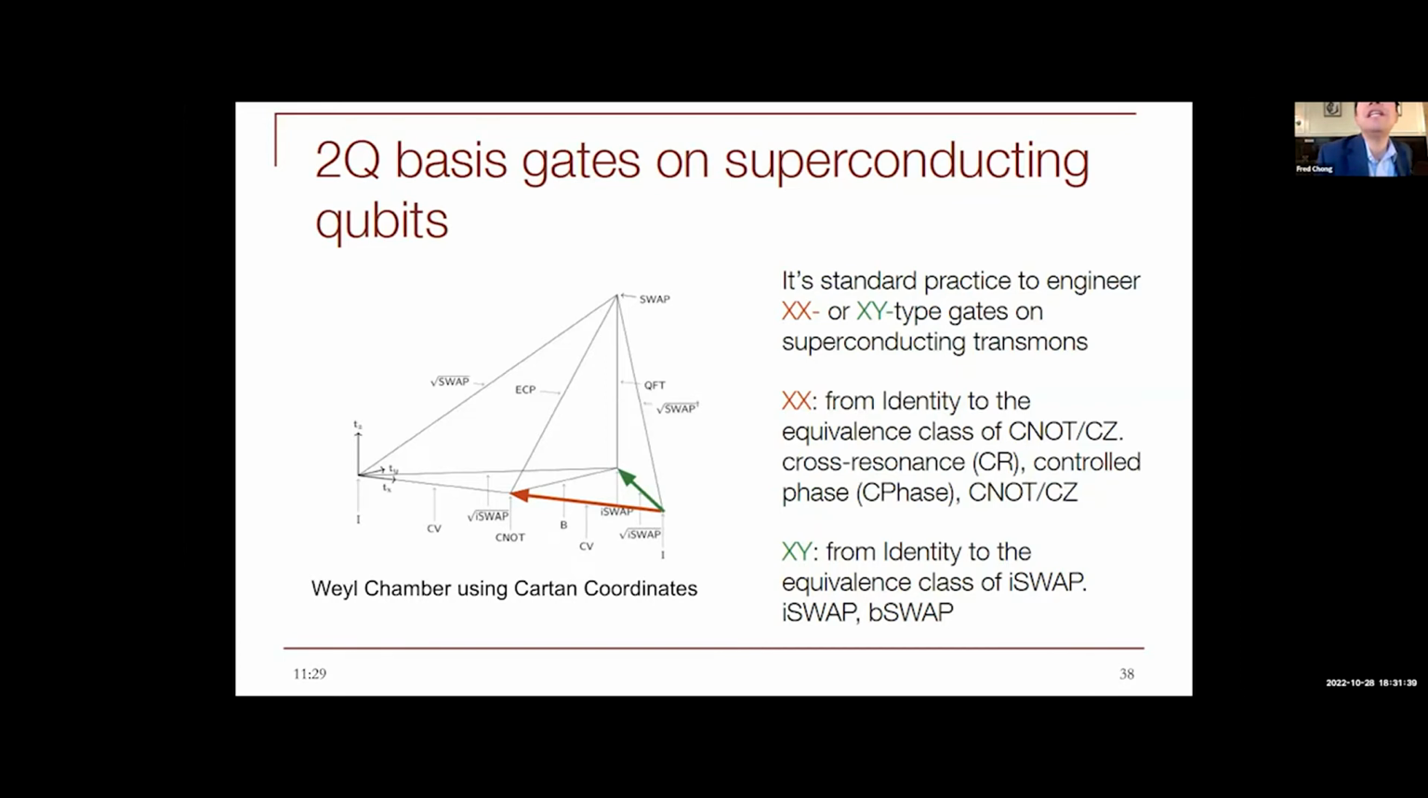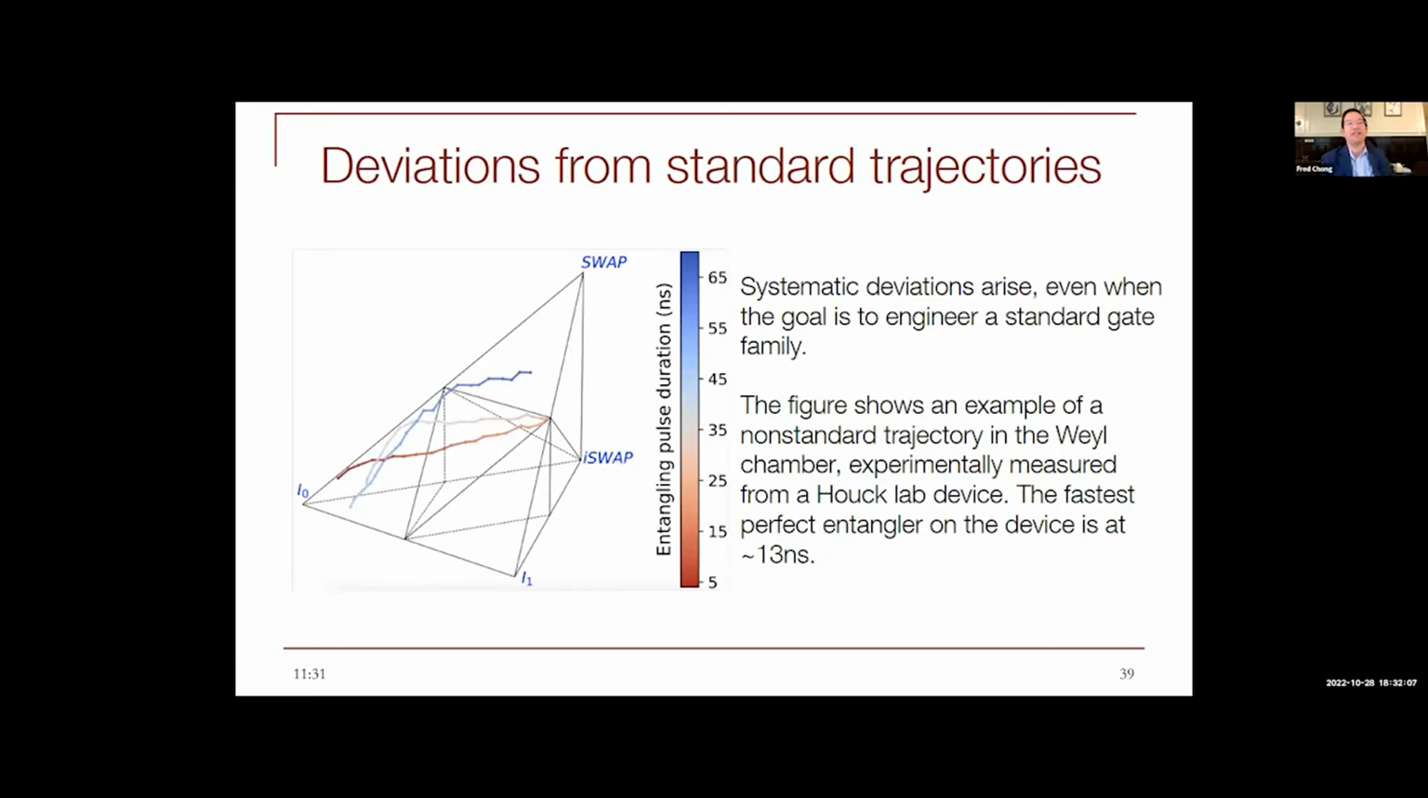And typically we try to synthesize gates that are on the XX and XY axis, so CNOT, cross resonance, controlled phase, iSWAP, or bSWAP. Those are on these green and red lines. But it turns out that when you fabricate qubits, the frequencies aren't exactly what you think. And what you get when you try to follow one of these trajectories along the red or green line is actually something that's off axis. Here are some experimental plots of what you get when you try to follow the trajectory from identity towards the middle. And so what you want to do is actually find something on these trajectories that's useful.